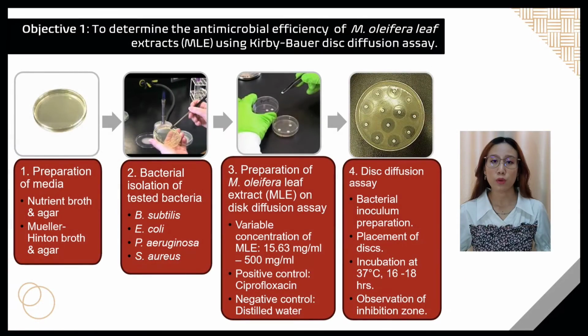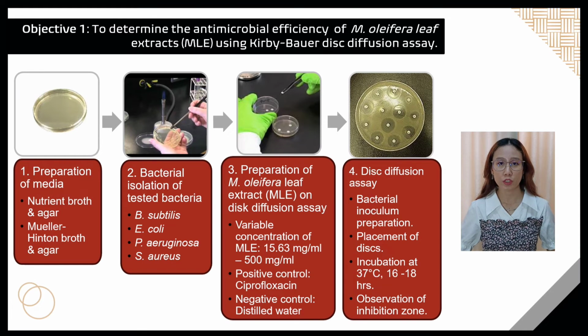For research methodology, we will start with the preparation of media such as nutrient broth, nutrient agar, Müller-Hinton broth, and Müller-Hinton agar. Next is bacterial revival and isolation of the tested bacteria from glycerol stocks on nutrient agar. The bacteria that will be tested are Bacillus subtilis, E. coli, Pseudomonas aeruginosa, and Staphylococcus aureus. The method will continue with the preparation of MLE for the diffusion assay with variable concentrations of MLE ranging from 15.63 mg per ml to 500 mg per ml. Ciprofloxacin will be used as positive control and distilled water as negative control on every plate.